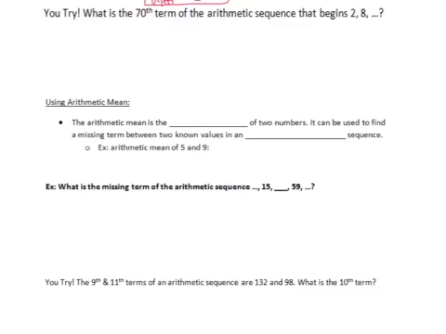Using arithmetic mean. So the arithmetic mean, I'm sure some of you already know, means average. So it's the average of the two numbers. It can be used to find a missing term between two known values in an arithmetic sequence. So for example, the arithmetic mean of the numbers 5 and 9, well, we would add them together, and to take an average, you divide it by 2. So 5 plus 9 is 14 over 2, and 14 over 2 is 7. So the arithmetic mean would be 7.